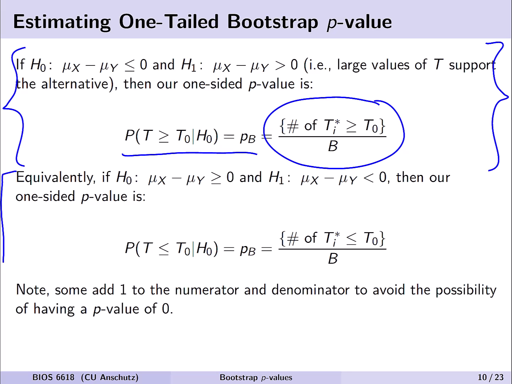Likewise, down below, if we flip that hypothesis, we essentially just flip the directions of our inequalities and once again get our one-sided p-value. It's worth noting that, depending on which references you look at, some propose adding a value of 1 to both the numerator and the denominator to avoid the possibility of having a p-value of exactly 0. There's no solid agreement about which one is right or wrong; you'll see both versions out there in the wild.